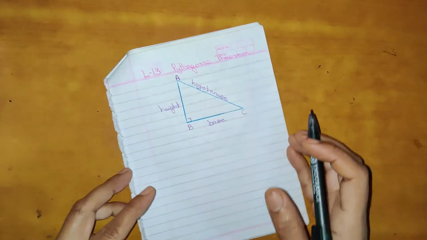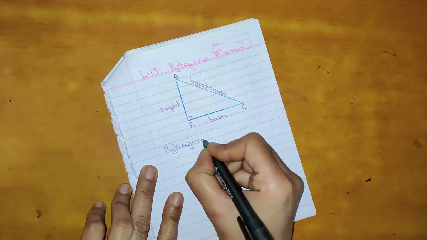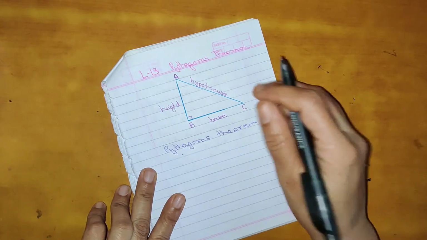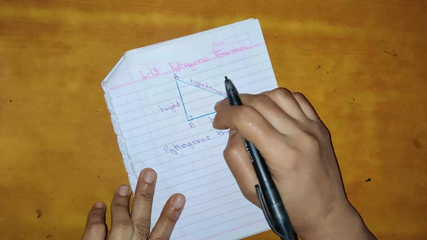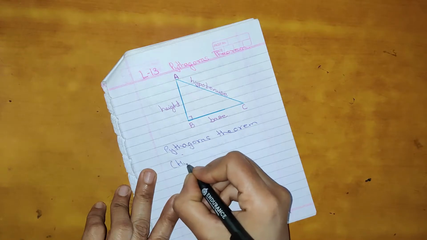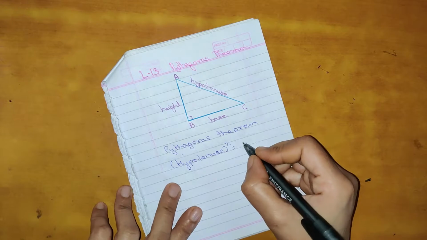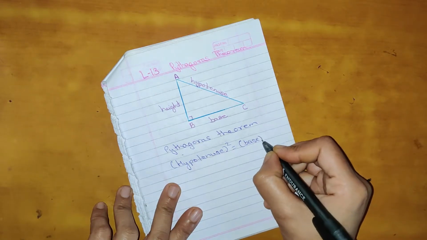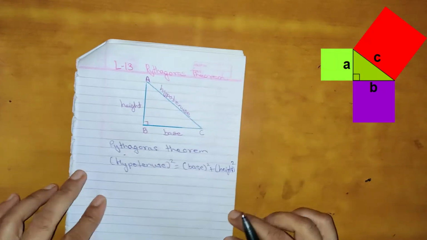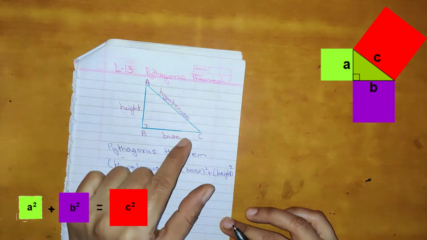Now, Pythagoras theorem says that the hypotenuse square is equal to the sum of the squares of the other two sides. So we can write hypotenuse square is equal to base square plus height square. This is the formula of Pythagoras theorem.